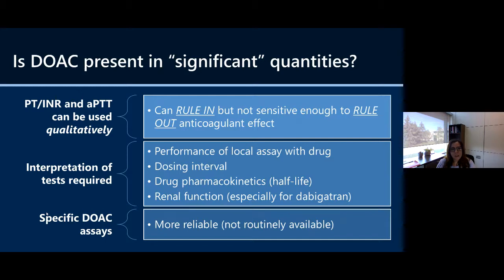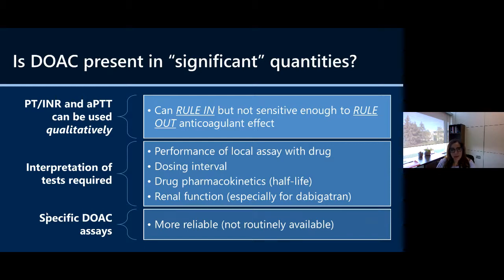And so you really need to interpret the results of the tests that you get. This means performance of local assay with drug. Most people probably don't know that. I don't know that, I'm new to Ottawa. So that's really tricky. But what is helpful is knowing which drug the patient took and when they took it.